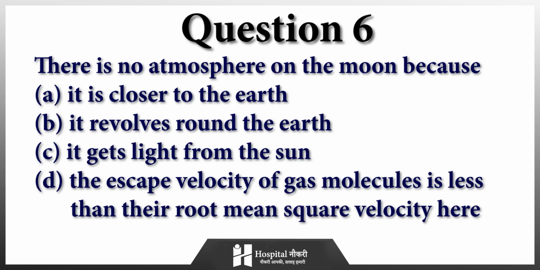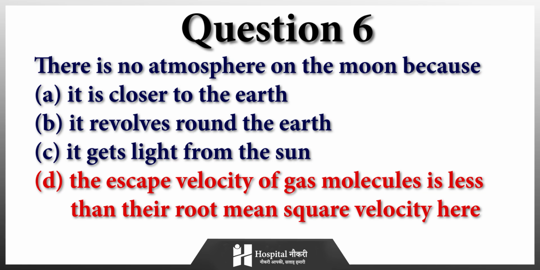Next question is, there is no atmosphere on the moon because... moon पर कोई atmosphere क्यों नहीं है? A, it is closer to Earth, B, it revolves around the Earth, C, it gets light from the Sun, D, the escape velocity of gas molecules is less than their root mean square velocity. Here correct option is D, the escape velocity of gas molecules is less than their root mean square velocity.